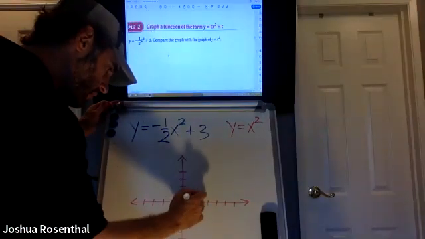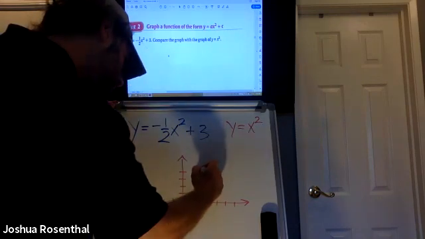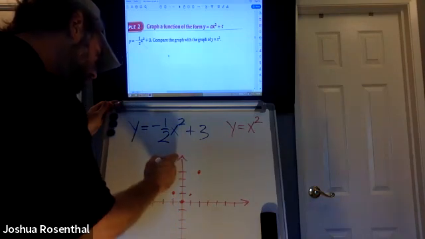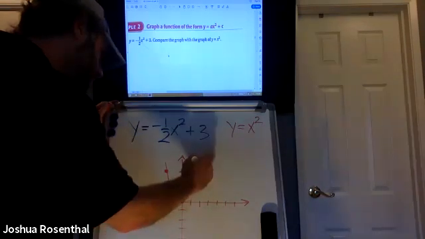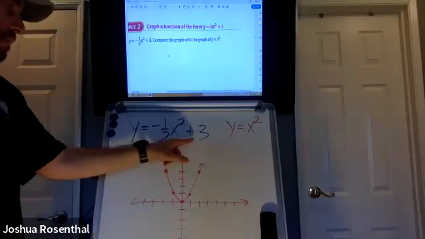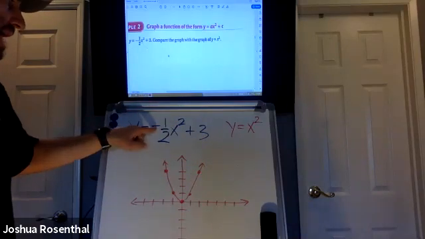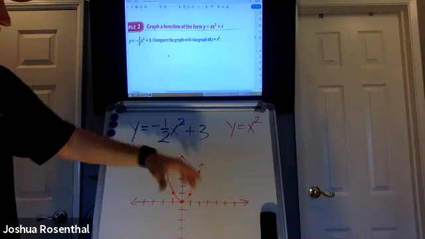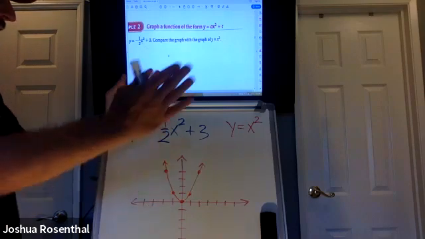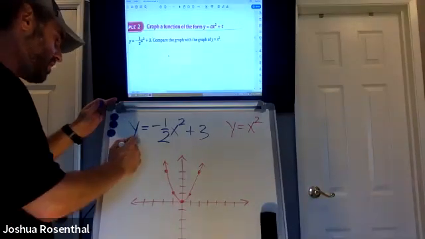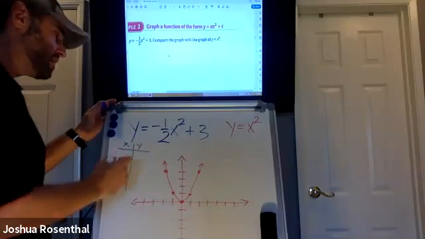0, 0, 1, 1, 2, 4. Negative 1, 1. Negative 2 squared is 4. Okay, it moves it up. Red is the parent. Now, you can try to predict what's going to happen here. This should bump it up. This being negative should flip it upside down. And the 1/2 should widen it. So let's see what happens with our x's and y's.